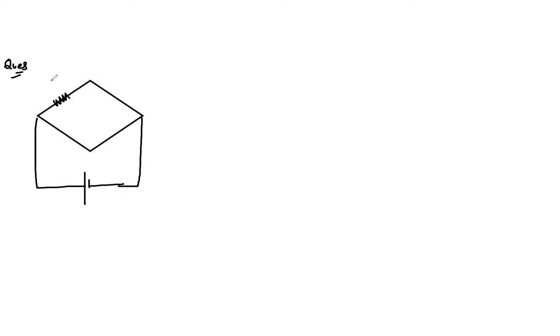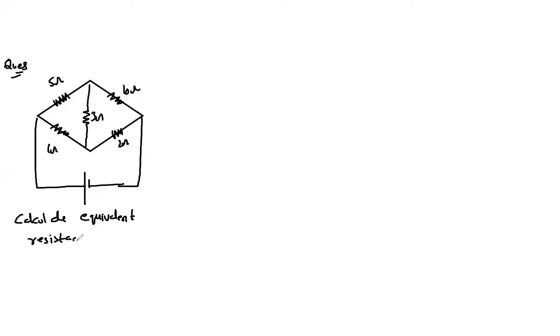So you have a resistor of 5 ohm, a resistor of 10 ohm, a resistor of 1 ohm, a resistor of 2 ohm, and a resistor of 3 ohm. Calculate the equivalent resistance. Check whether this bridge is balanced or not. If it is balanced, then you can remove the 3 ohm and get the final result.